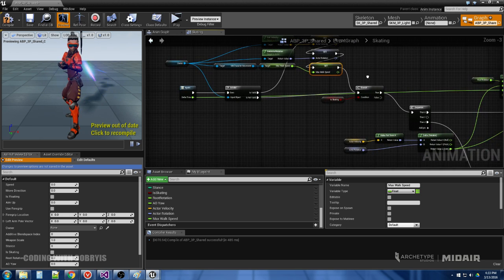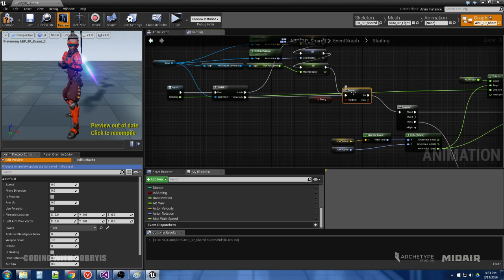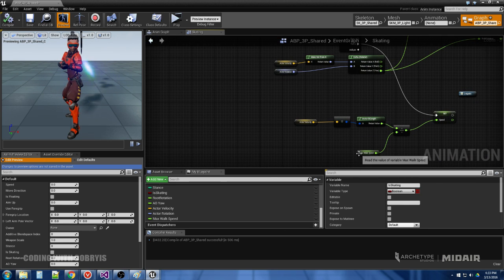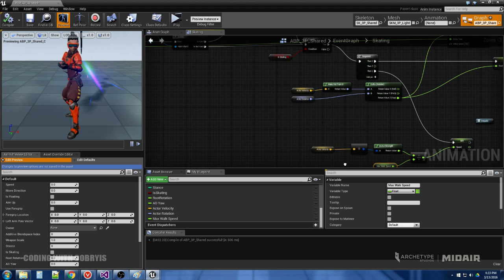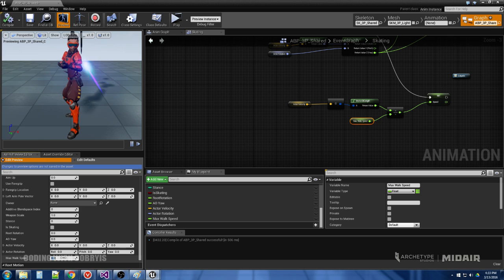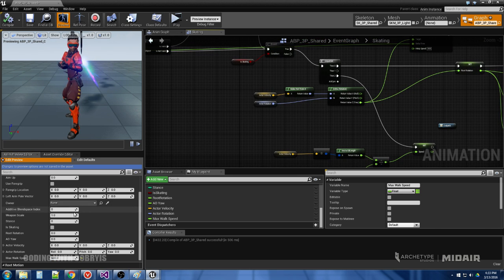So now, if I'm skating, I can now set something like the max walk speed, which I have no idea what that is. Let's say it is 600. Alright. Is skating.